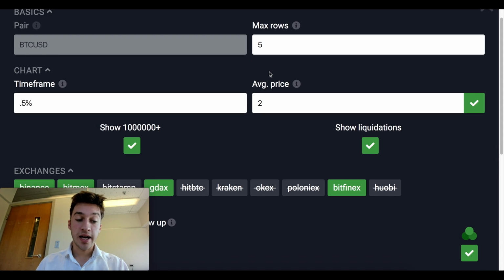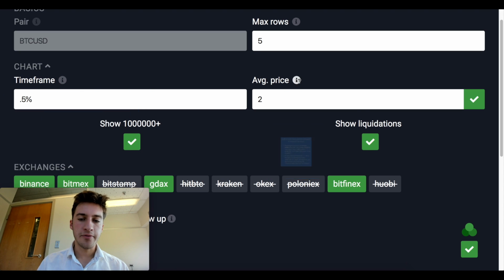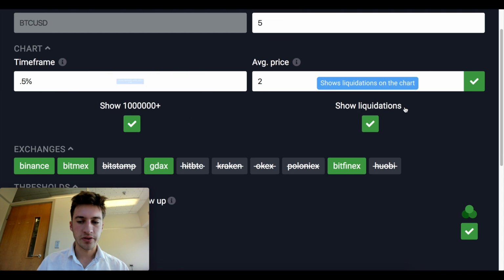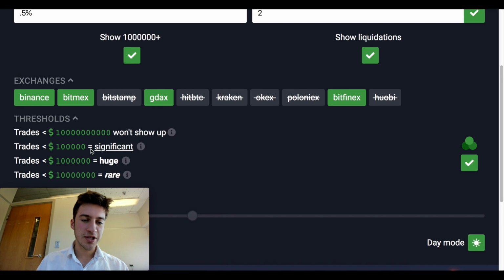For the settings, I like to put max rows at 5, time frame at 0.5%. What this does is it is how much smoothing the price line is going to get. And average price I just keep at default, and I check these 2 boxes, as you can see. The last thing that I do with the settings is I put the trades counter here up to the highest possible value, as you can see.